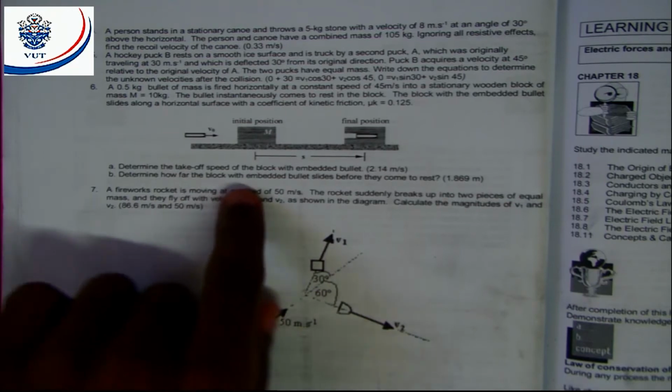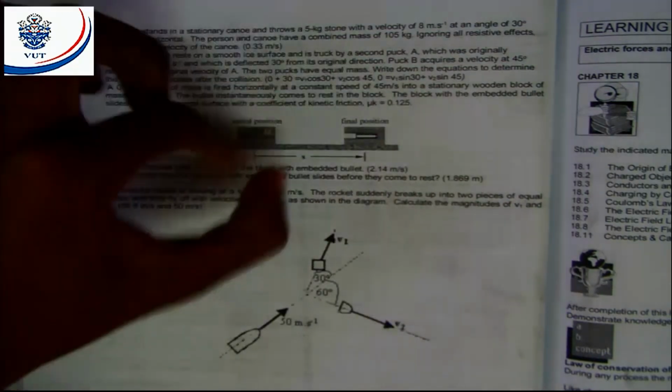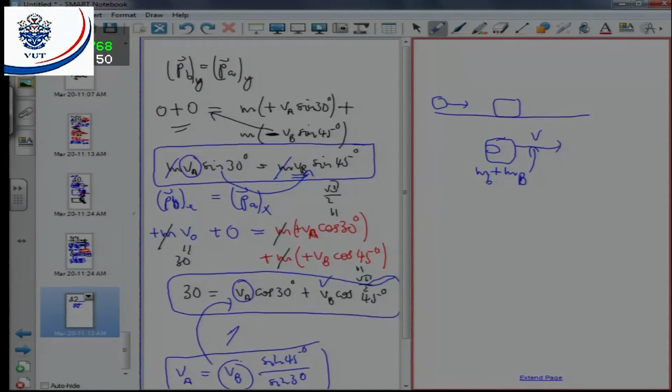Then how far does the block slide before it comes to rest? For that part we just use work and energy, because we know that all of the energy of the bullet block system is lost to the surface. Okay, so let's start with part A. So once again, page 55, number 6.